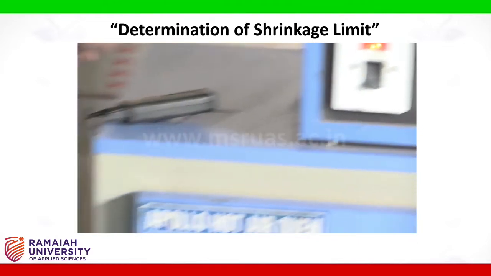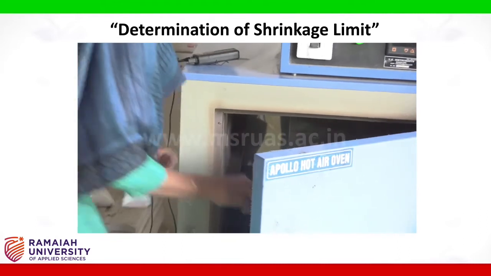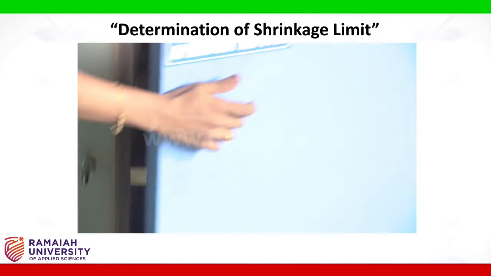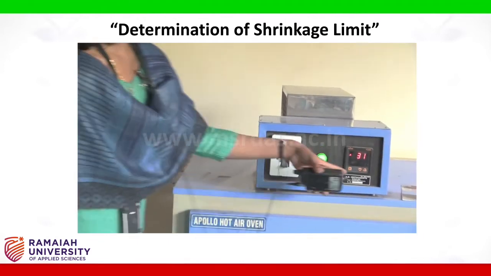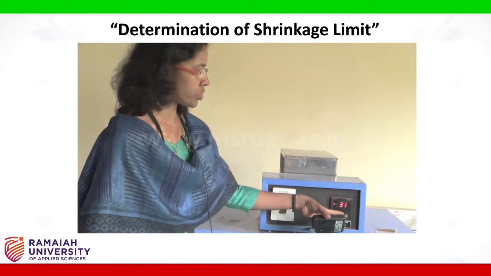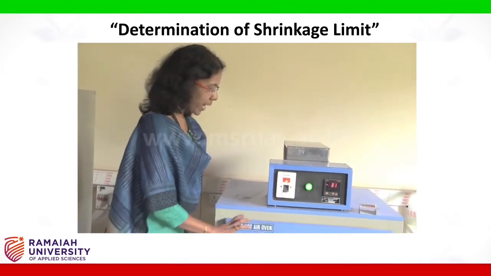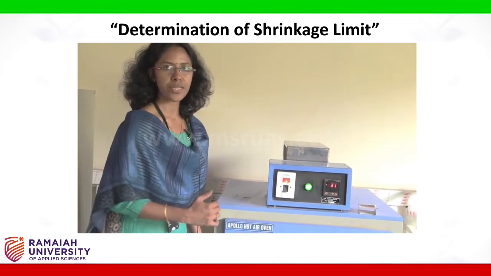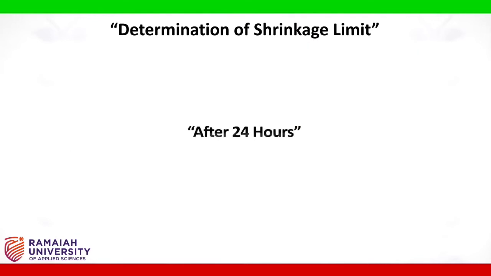So I am going to keep the sample in it. Now you can see the temperature will slowly rise and reach the set value of 105. Now the sample has to be kept in the oven for 24 hours. After 24 hours we will take the sample.